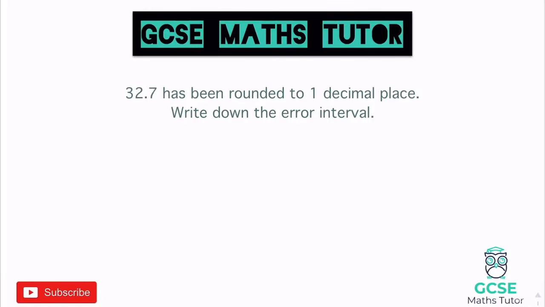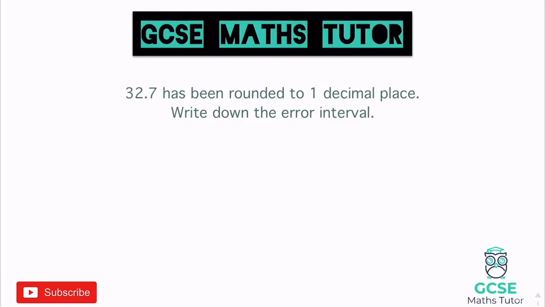Now there's quite a good little trick for all of these little questions, so I'll explain it a little bit in this first one, but then we are just going to be applying a little bit of a trick for the rest of them, because they are quite nice and simple once you've got the hang of these. But having a look at this one, it says 32.7 has been rounded to 1 decimal place, write down the error interval. So the error interval just means, essentially, if it has been rounded to 1 decimal place, what's the biggest and what's the smallest that number actually could have been?